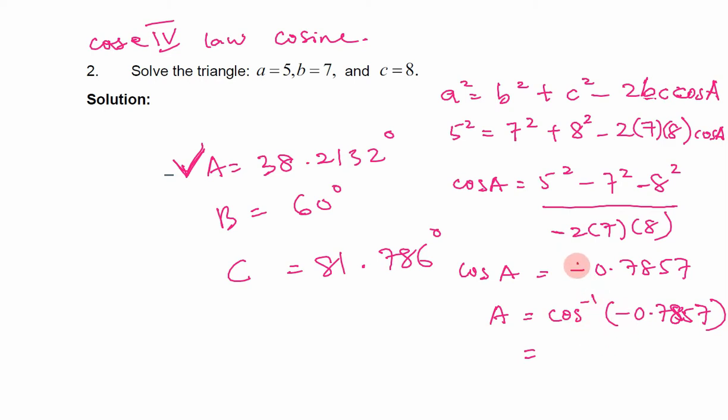Betul, tapi ni positif lah. Okay, supposedly yang ni yang negatif, divide with negative should be positive lah. Okay, so inverse cos for 0.7857, so you will get 38.2145. Maybe you need to check your calculator whether your mode is in degree or radian.